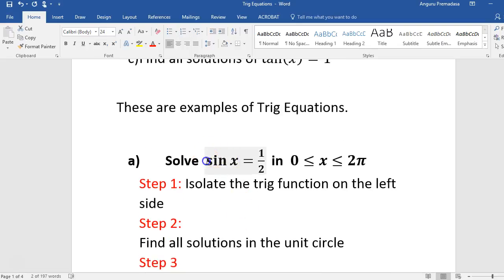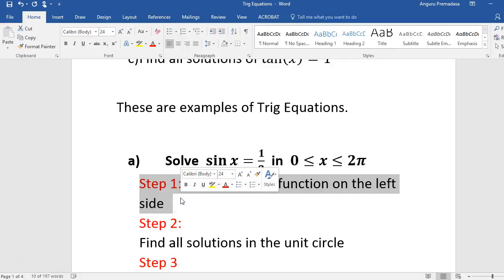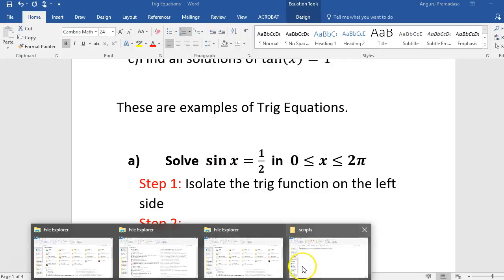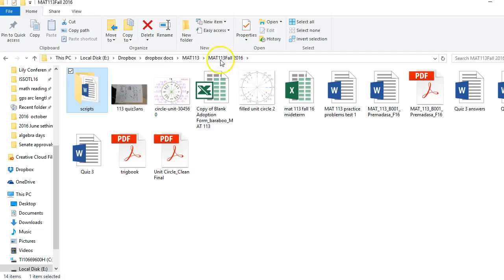So let's take this one equation, sine x is equal to 1/2. Look at step 1: isolate the trig function on the left hand side. Have we done that? Yeah, it's already isolated. There's nothing on the left hand side of the equation other than sine x. Okay, and now you need to find all solutions in the unit circle. So how do you do that? Let me take out a copy of the unit circle, and then we can take it from there.